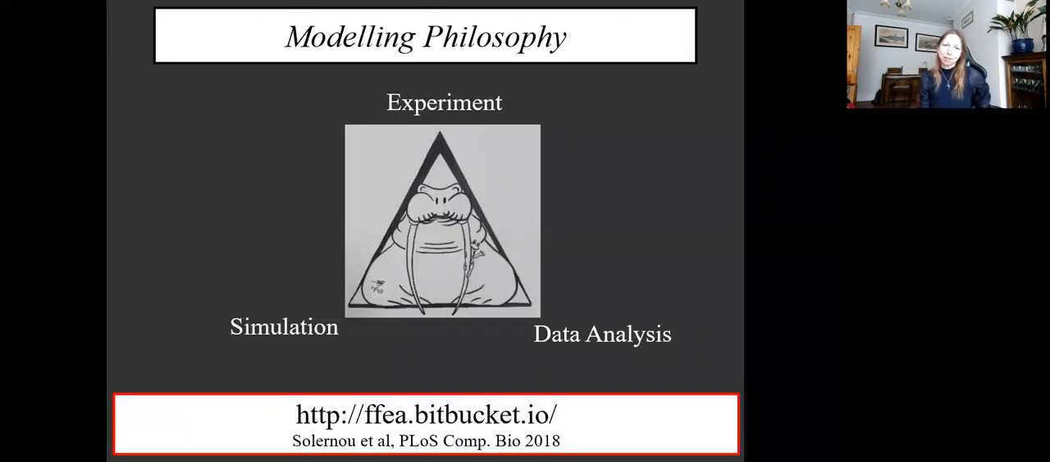So our modeling philosophy really is that we like to take the experimental data, analyze it, simulate it, and then repeat this sort of virtuous triangle as much as we can. And this is our little walrus, that's our logo for the FFEA software, because it's based on tets. And if you're interested in the software, I've got to warn you, at the moment it's going through the Python 2-3 crisis, but it is available to download from Bitbucket.